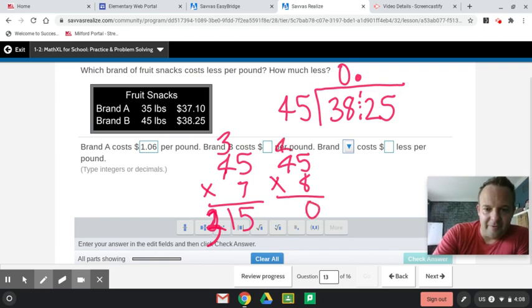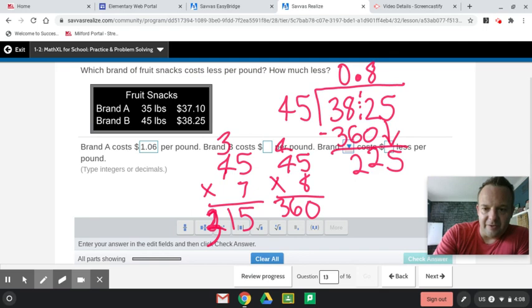32 plus 4 is 36. All right, so I'm going to go 8 here. 360, subtract, bring down. Now 45 goes into 225 how many times?